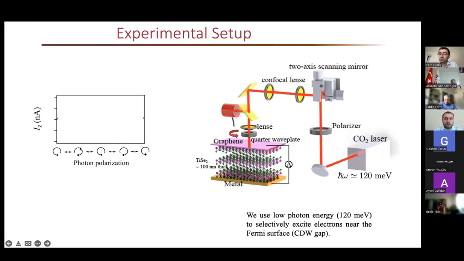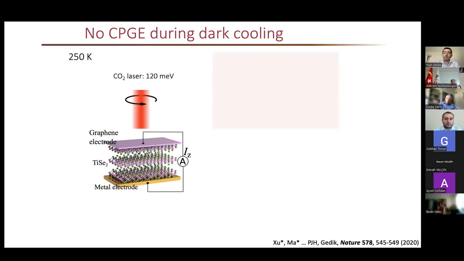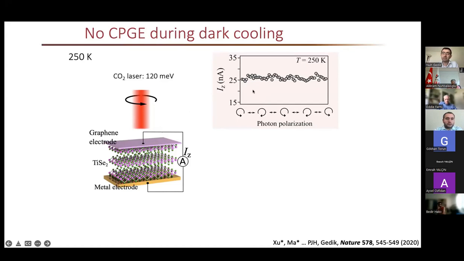So we took this material. First thing we do, we want to do a check. So we go above the phase transition, which everybody agrees is not chiral. We do this experiment, and indeed, left circular polarized light and right circular polarized light look exactly the same. So good, it's not chiral, as known. Now, the funny thing is that there is some current flowing, and that's actually also normal.